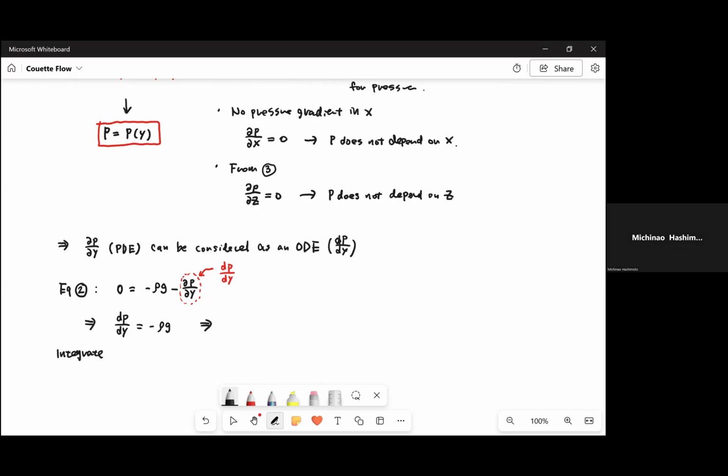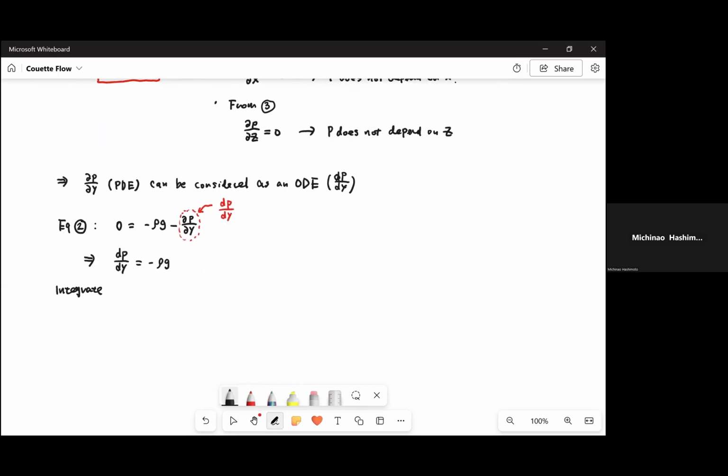If you integrate this, what we have here, integrate with y. Okay, what we have here is going to be p equals minus rho g y plus some integration constant. Okay, so this is nice.